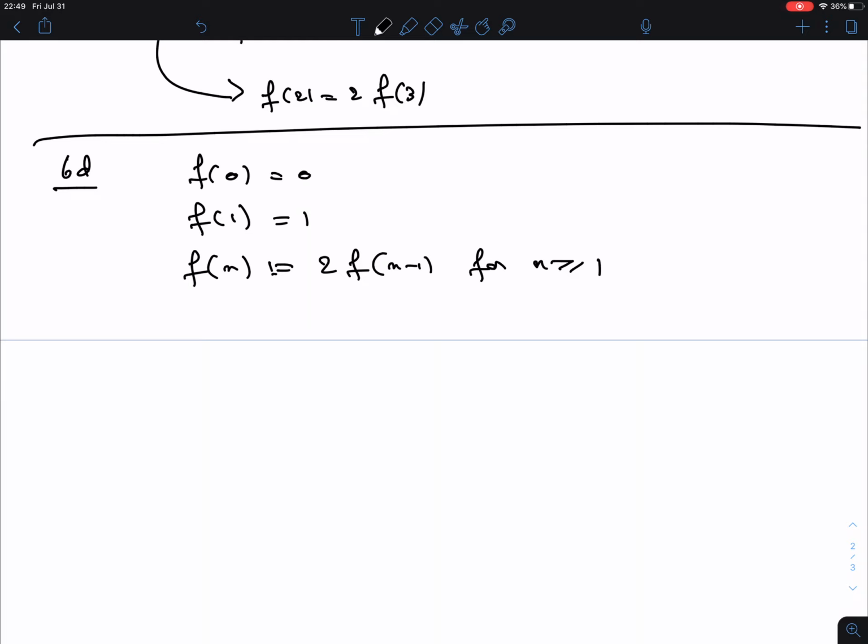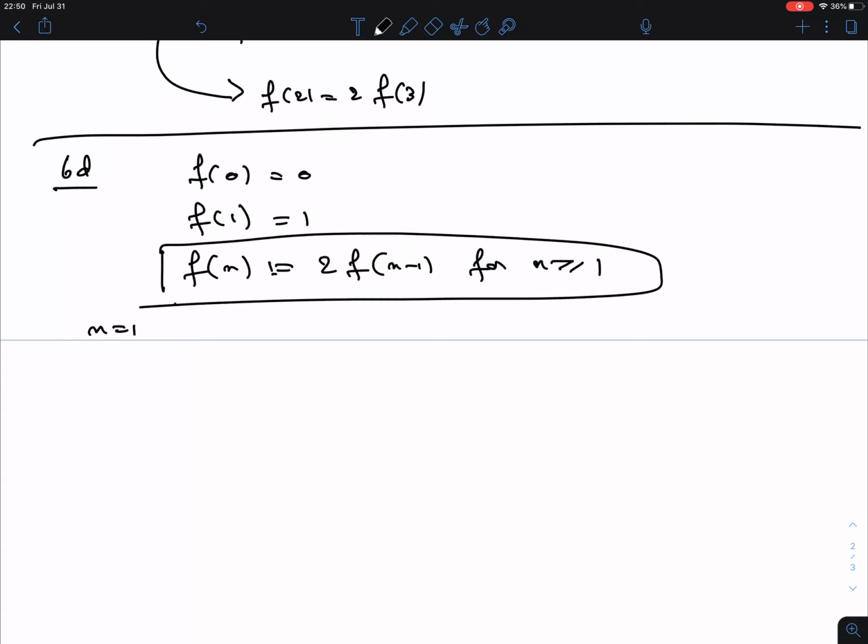Okay, so it says it includes n equals 1. So let's see what this rule says for n equals 1. If n is 1, according to that rule, because the rule applies according to the instruction, the rule says f of 1 is twice f of 0. But that's not the case, because f of 0 is 0 and f of 1 is 1. So this is not right.